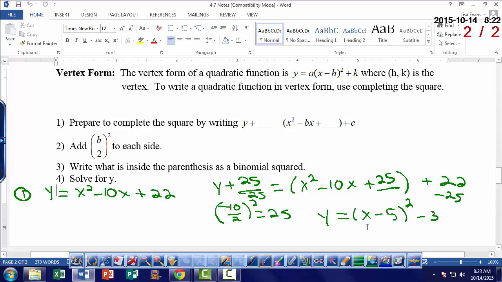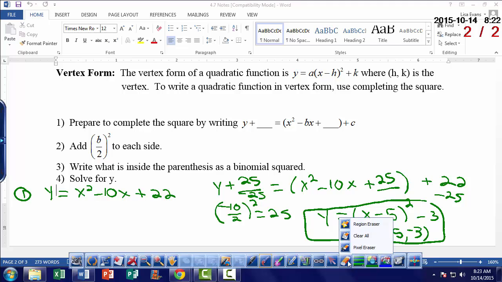Now we can look at this and take the vertex out. The vertex is the opposite of what you see on the inside and exactly what you see on the outside. These are the two answers that I want to see. Okay, now there is one little trick to it, and we're going to see that when we do number 2. So I'm going to go ahead and go to the page that the problem's on, but we're still going to follow these steps.